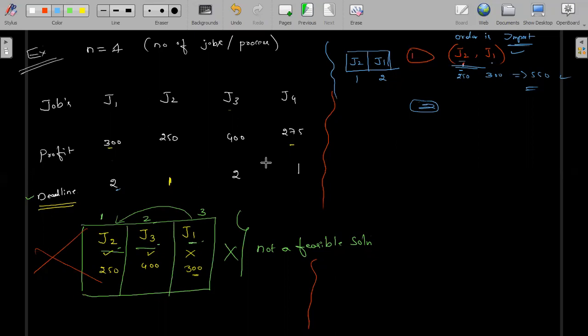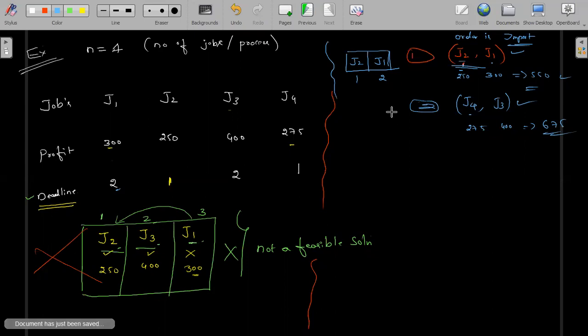Now, one more. We are going to take the second case here. One more possibility: is it possible or not? So take J4. J4 is 1. Again, I will take one more, J3. You tell me, is it possible or not? J4, 1 month is required, no problem. Again J3, 2. This is also possible. What is the total profit? J4 275, J3 400. So total we get 675.